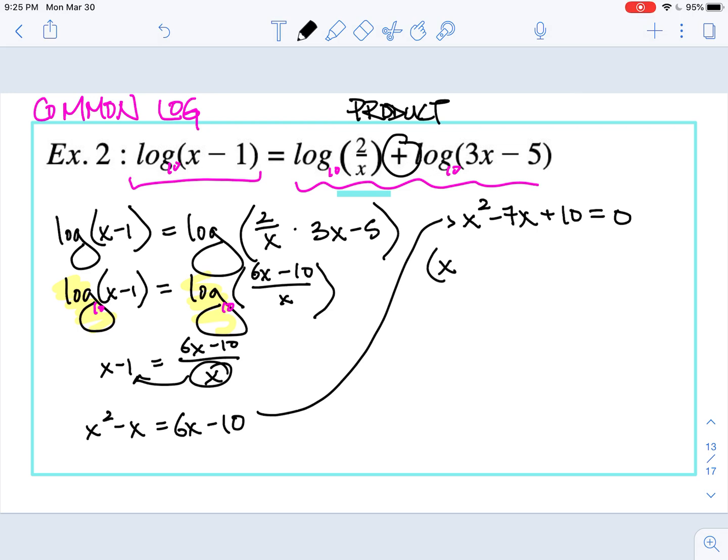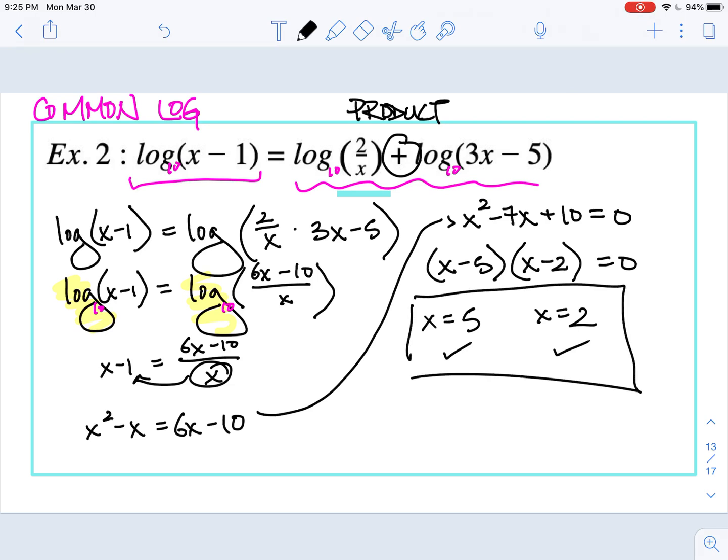This one is factorable, so we'll get (x - 5)(x - 2) = 0, and x = 5 and x = 2. Now, we really want to make sure that when we plug our answers back in, they're both going to work. When you plug in 5, it does give you the same number on both sides. And when you plug in 2, it will give you the same number on both sides. So both of these are our solutions for example number 2.